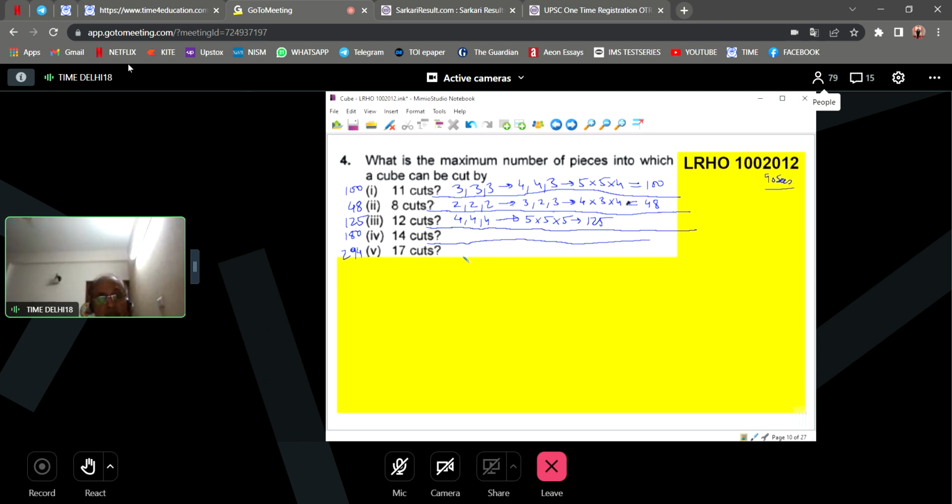Similarly, 17 cuts. The number of cuts to be applied in 3 directions will be 6, 5 and 6. How many pieces will I get? 7 into 6 into 7. How many? 294. I hope that is fine. Yes, Samra, I hope you'll correct your last one. The last one, the answer is 294 for 17 cuts. Okay.